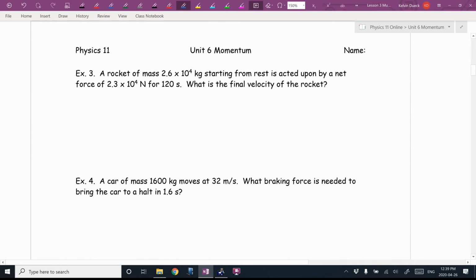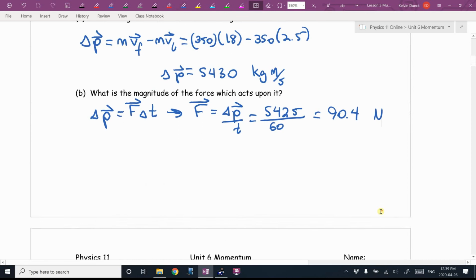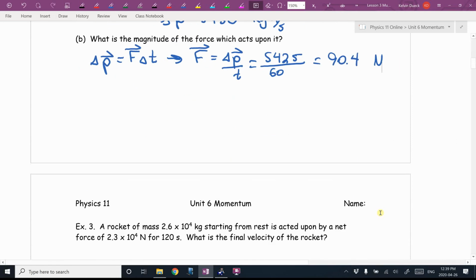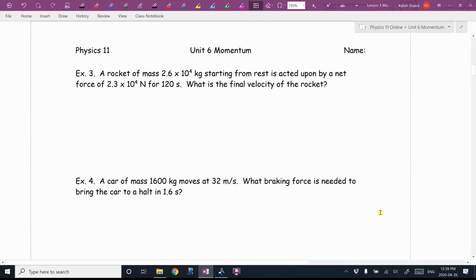Example 3. By the way, remember at the beginning of this lesson I said I wasn't going to teach you anything new? I hope so far you haven't learned a thing. Maybe I've just clarified some stuff. Number 3, a rocket of mass, blah, blah, blah, starting from rest. Okay, there's a VI. I'll probably mentally or actually underline from rest. VI is 0. Is acted on by a net force for 120 seconds. Okay. It wants the final velocity of the rocket.